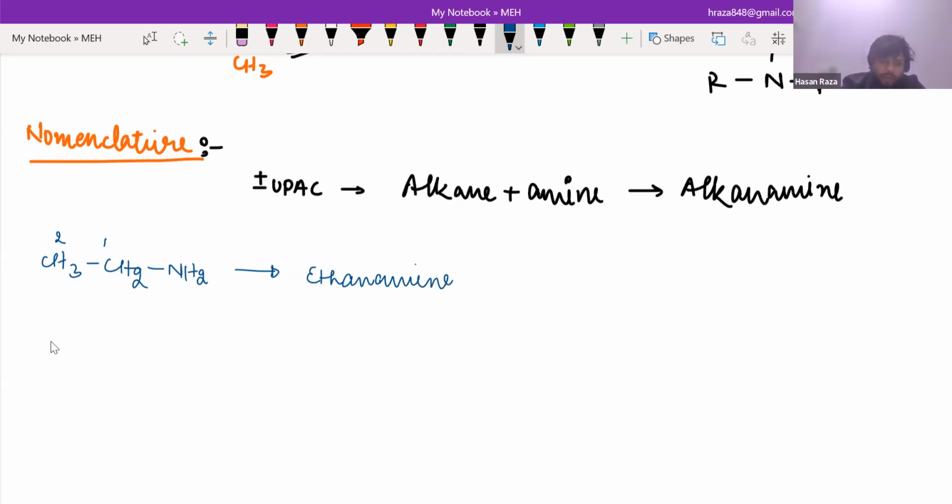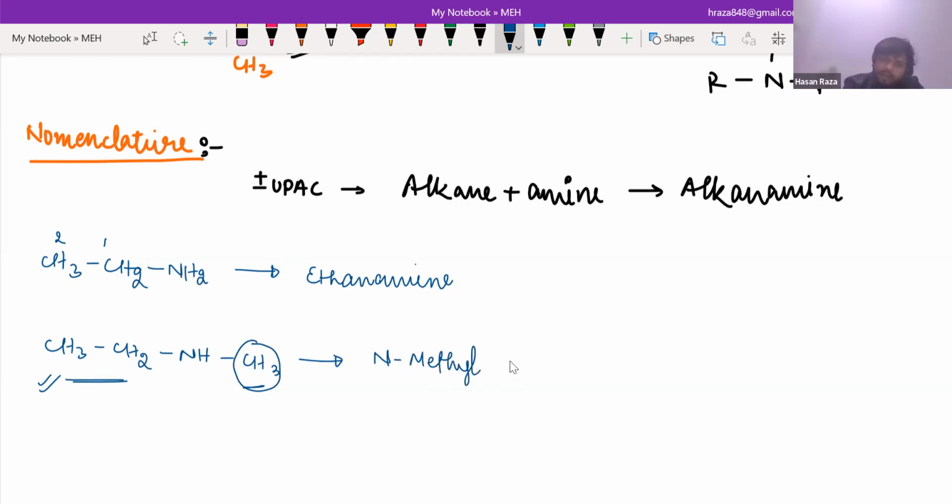And if you have CH3, CH2, then NH, and then CH3, you have to take one of the alkyl groups as the parent chain. You can see here is 2 carbons, so it will be the parent and the other will be the substituent, and you don't need to do numbering. So its name will be N-methyl, and then the parent chain, ethanamine.